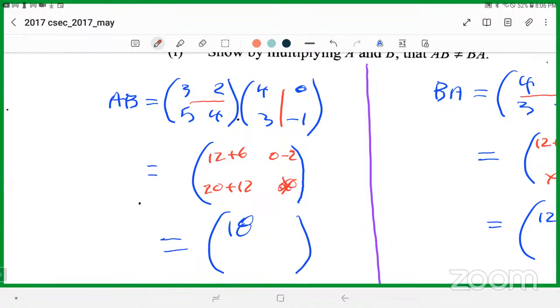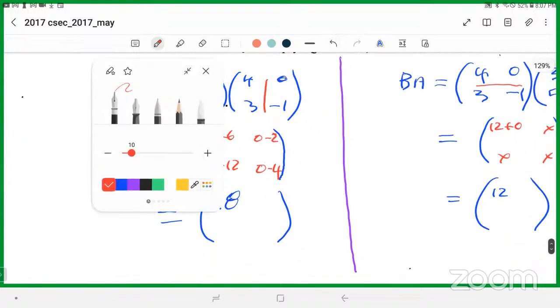Then this last value down here is in the second row, second column. So to get it, we're going to use this second row with this second column. First element times first element, second element times second element. Ready now? 5 times 0, 4 times negative 1. 5 times 0 is 0. 4 times negative 1 is negative 4.